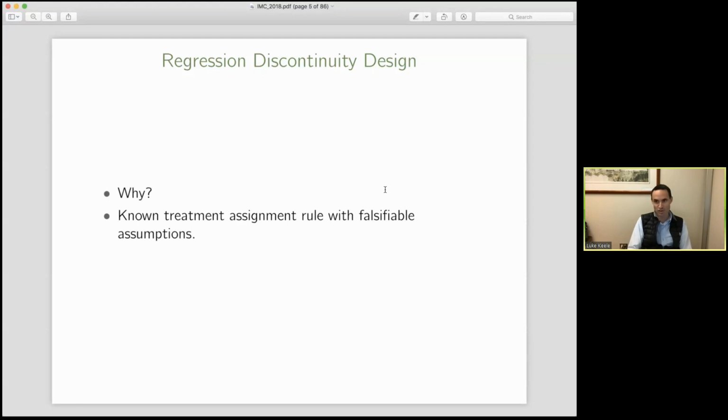And you can show that there are aspects of RD designs where they tend to fail when the design is not appropriately delivered. Moreover, on top of that, there are a set of falsifiable assumptions. That is, there's a set of falsification tests that give you a way to check whether it appears to be a good regression discontinuity design or not.